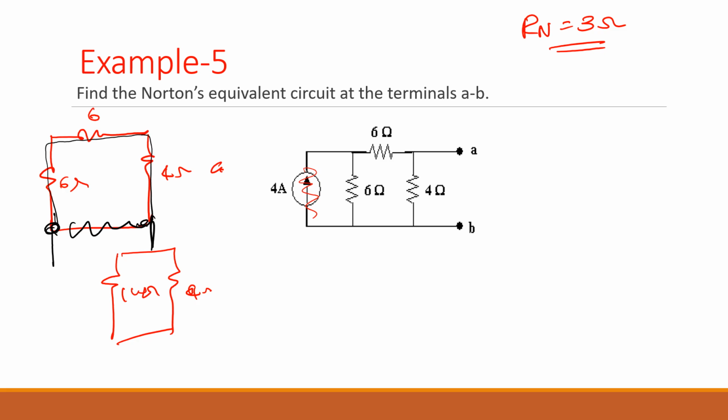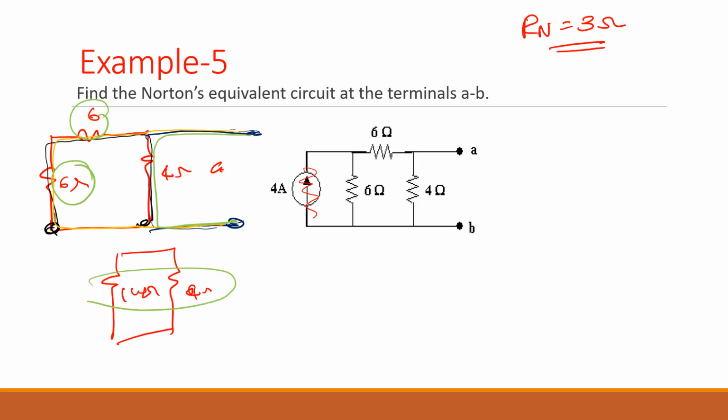Am I right? But if you look at A and B, you need to find across A and B. So A and B is here. This path will go like this, and this path will go like this, isn't it? Am I right or wrong? So 6 and 6 are in series with each other, so that will be 12. Now the 12 and 4 are in parallel to each other, so that will be 3. Are we good? Any question?